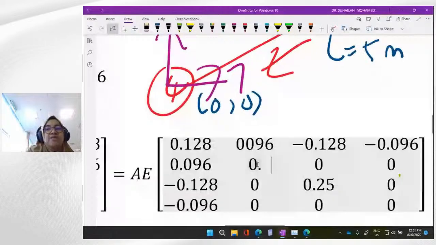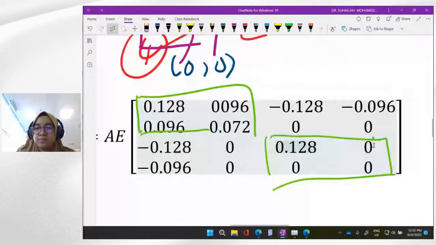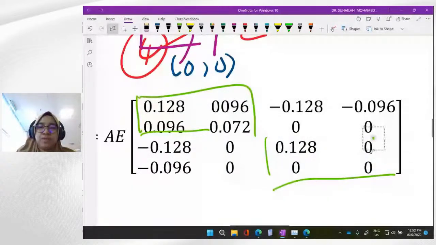Actually, if you study, it is equal to these 4 values. So this is for truss only. So this is 0.128, 0. This one is 0.096.